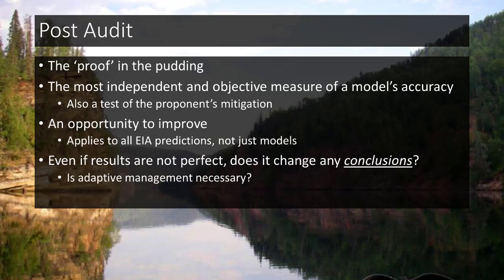Because we wouldn't expect any model to be 100% accurate. It is a simplification. The question is, does it actually change your conclusions? Is it off by 2%, 100%, 1,000%? How far off is it? And the big question is, is it off in the right direction?